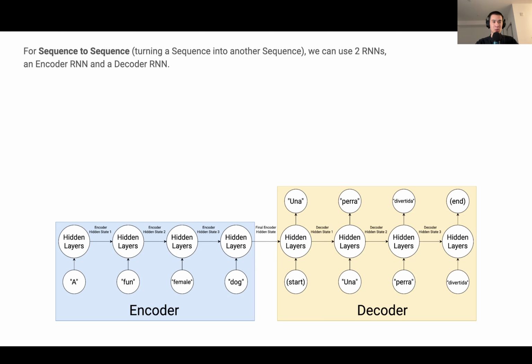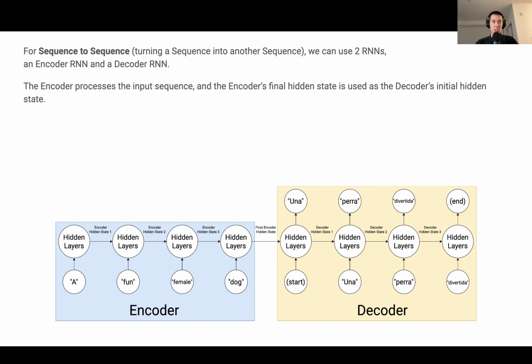For sequence to sequence, turning a sequence into another sequence, we can use two RNNs, an encoder RNN and a decoder RNN. The encoder processes the input sequence, and the encoder's final hidden state, as we can see here in the diagram, is used as the decoder's initial hidden state, or you can think of it as the initial memory. The decoder uses the encoded input sequence to generate an output sequence.